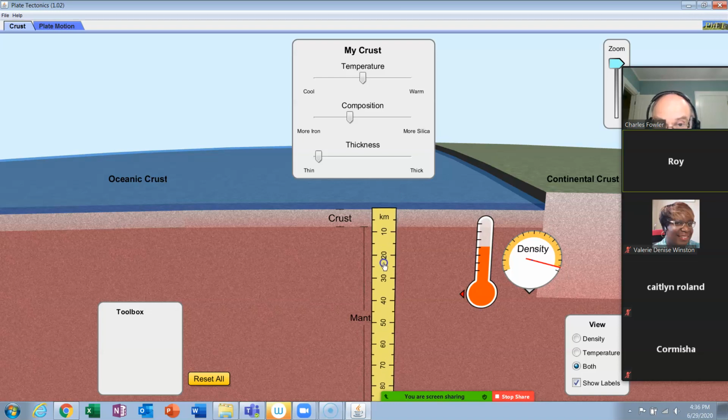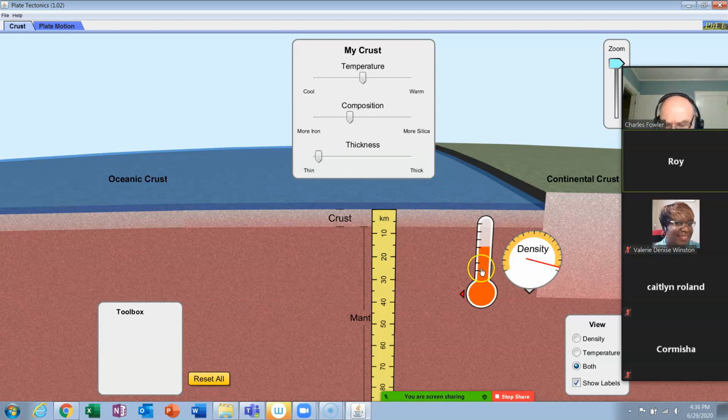So let's lower this down here, get to the bottom of the ocean. And what would you say? That looks like about 7 kilometers deep. That's not very much. That would be about 4.2 miles or so. Still pretty thick, but you know, much thinner than the continental crust. Right?